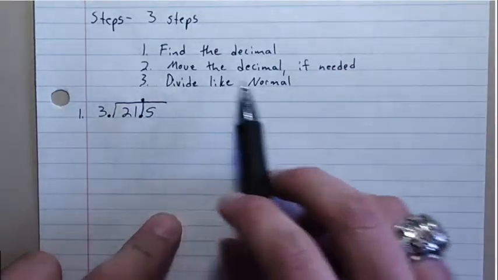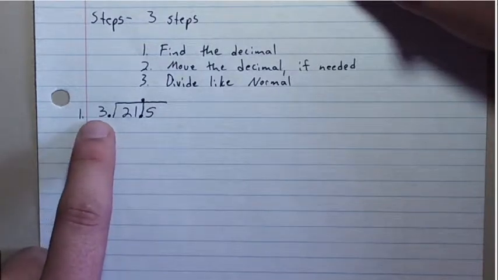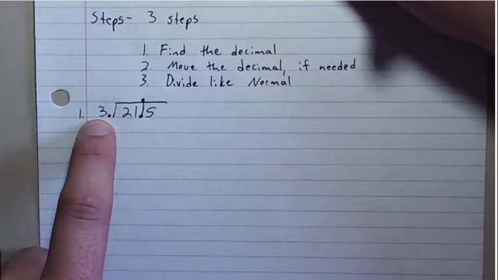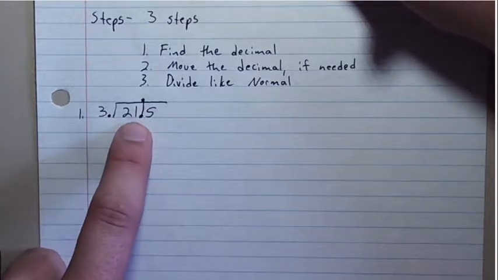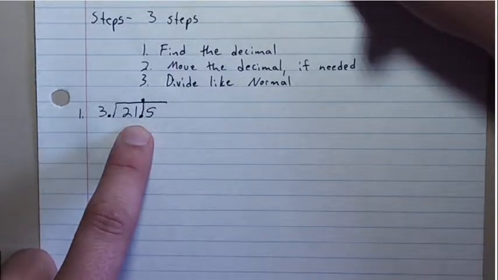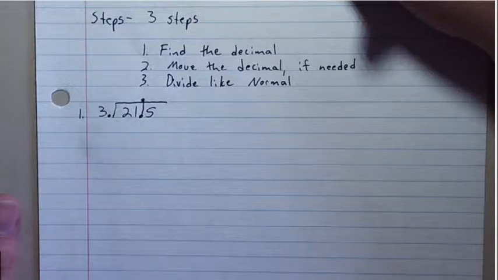So do we need to move the decimal? We don't. The only time that we're going to move a decimal is if we have to move it with our divisor. If we move the decimal within the divisor, we also have to move it within the dividend. But since it's at the end of our divisor, we don't need to move it in the dividend. So now we're going to move on to step 3, which is just to divide like normal.